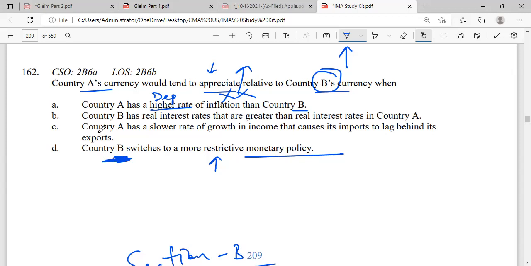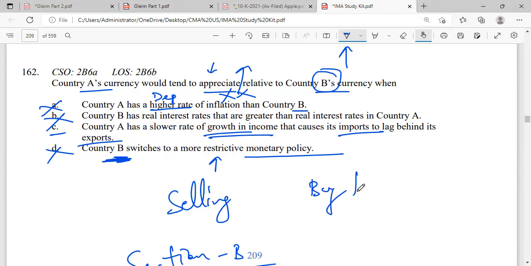And when I've crossed out options A, B, and D, option C is what remains. Country A has a slower rate of growth in income that causes its imports to lag behind its exports. So you are selling more and buying less. Selling more, buying less, your currency would tend to appreciate relative to B. Are you guys there with me?